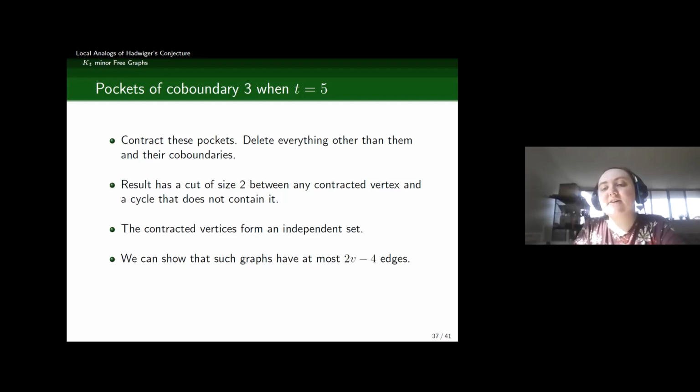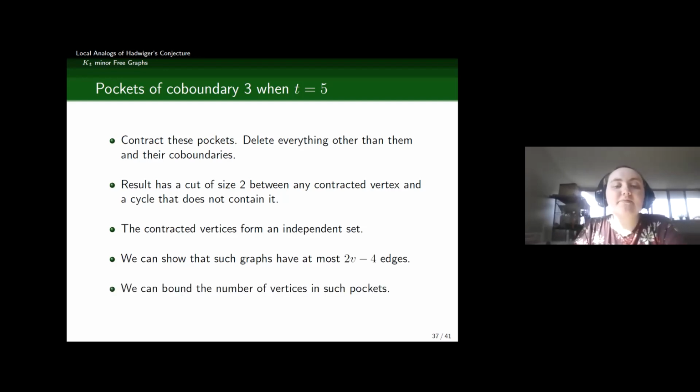And here, the really crucial thing is, as long as your density bound, the coefficient of v, is smaller than the coboundary that you're working with, you are done, because you can get a linear bound on the number of pockets in this situation. So then you bound the number of vertices in these pockets, because if we're considering them separately, they're shallow.